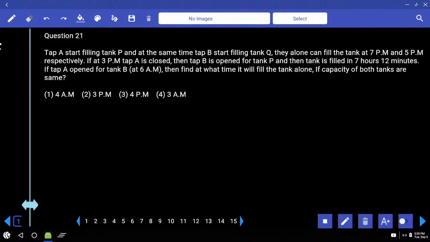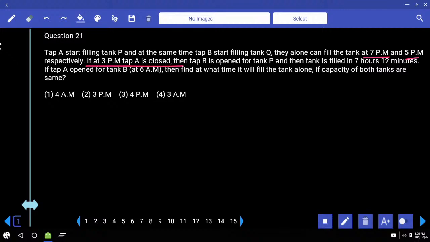Tap A starts filling tank P and at the same time tap B starts filling tank Q. They alone can fill the tank by 7 pm and 5 pm respectively. If at 3 pm tap A is closed, then tap B is opened for tank P and then the tank is filled in 7 hours 12 minutes. If tap A is opened for tank B, then find at what time it will fill the tank alone if the capacity of both the tanks is the same. Actually they are starting at the same time and they are finishing at 7 pm and 5 pm respectively.